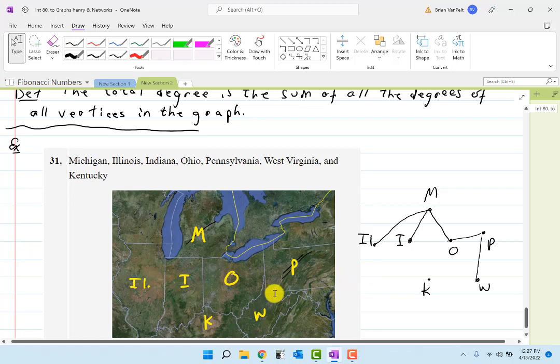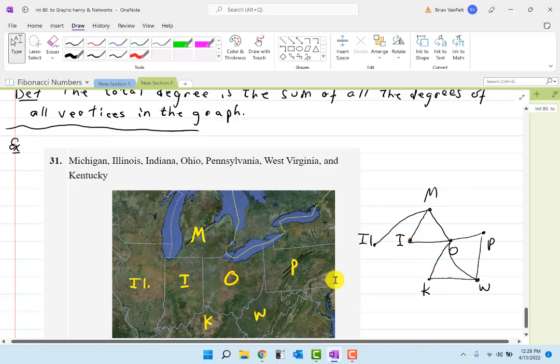Let me go on to the next one. W is connected to Pennsylvania, Ohio, and Kentucky. So I've already taken care of West Virginia to Pennsylvania. I have not taken care of West Virginia, Ohio. I got that. And now West Virginia to Kentucky. And now I might as well move on to Ohio. Ohio is connected to Pennsylvania, which I did. Ohio is connected to West Virginia, which I did. Ohio is connected to Kentucky, which I have not done yet. And Ohio is also connected to Michigan, which we have handled. But Ohio is also connected to Indiana.